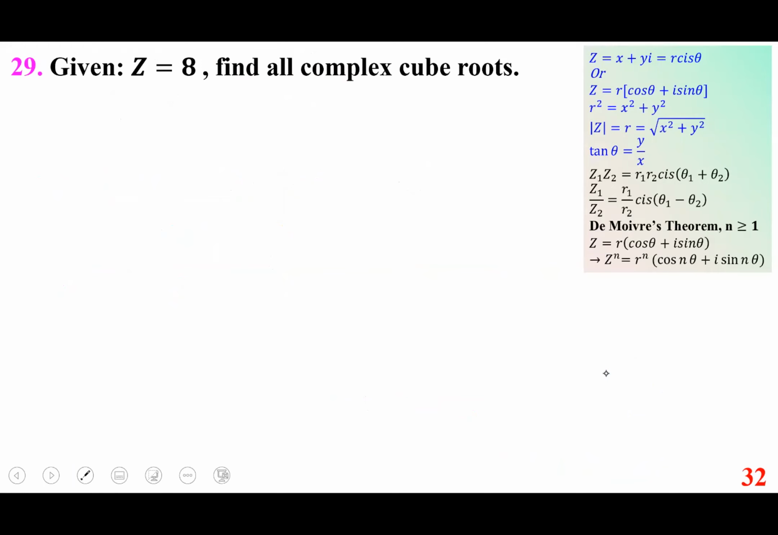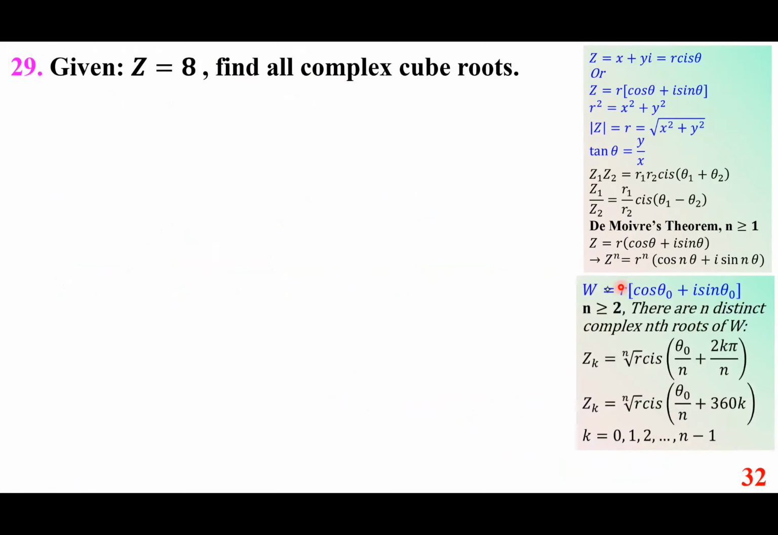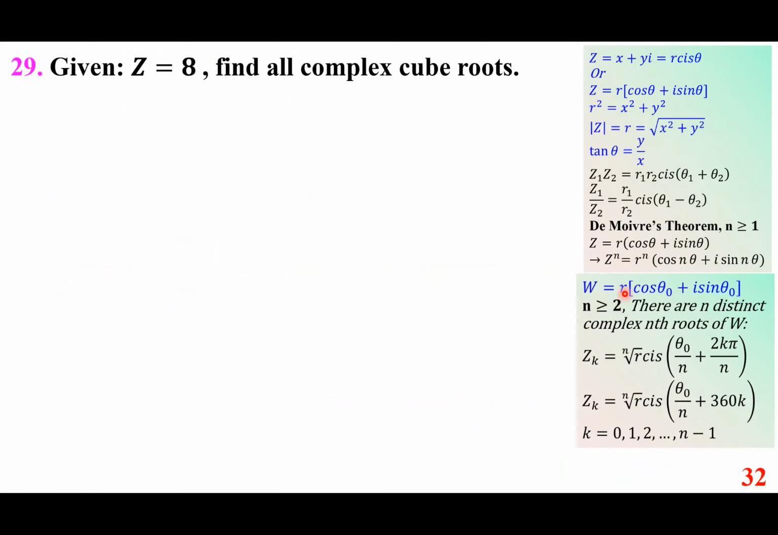Z is 8. Find all complex cube roots. So we've discussed all of those. Now, how do we find the cube roots? Here's how we find it. If W is r cosine theta 0 plus i sine theta 0, and n is larger than or equal to 2, there are n distinct complex nth roots of W as follows.